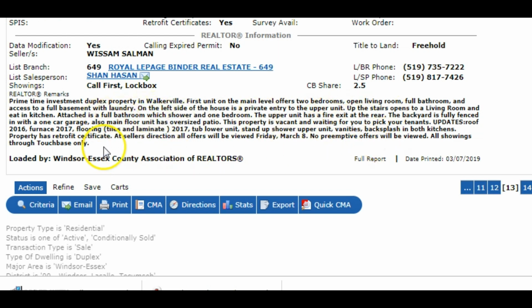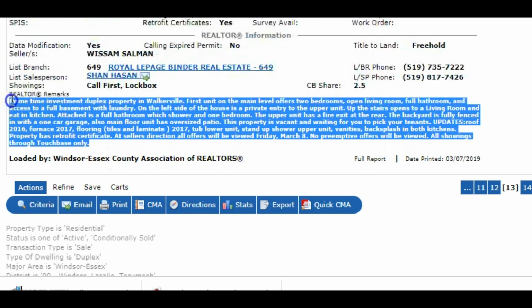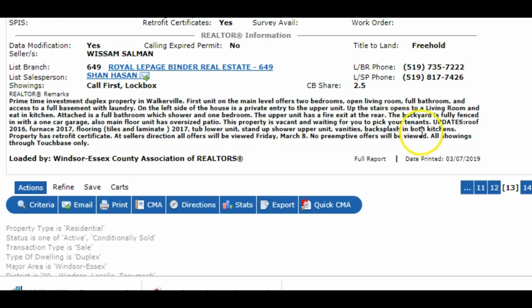Basically, if the units are vacant, they don't put the rents here. If the units are already occupied, you should be able to see the current existing rents. So check out the existing rents. If they don't have one, like this one, this is vacant. Here it says the upper unit has an open living room plus eat-in kitchen, full attached washroom, shower and everything, but it doesn't say anything about the rents.